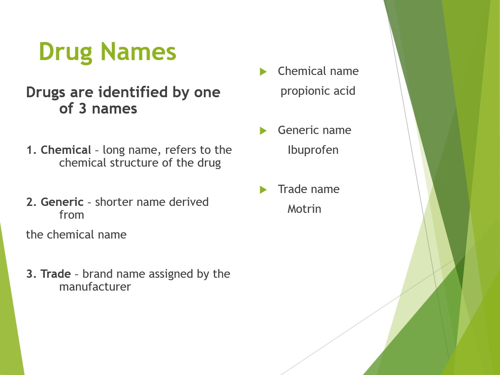Right, drug names. Drugs are identified by 3 names. The chemical, which is the long name, refers to the chemical structure of the drug, for example, propionic acid. Generic is a shorter name derived from the chemical name. So the generic name that we commonly know is actually ibuprofen. And then the trade name, right? The brand name assigned by the manufacturer, the bling bling name that most people know. So the trade name here is Motrin.